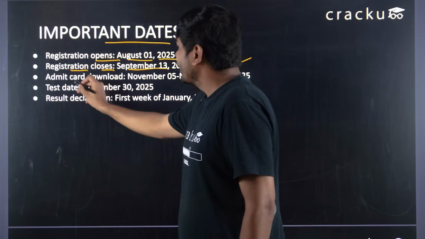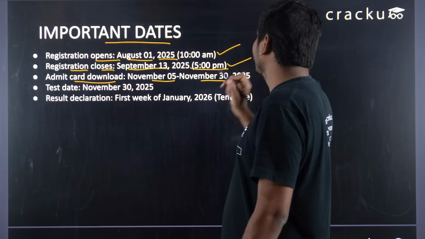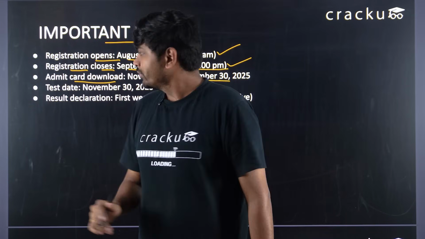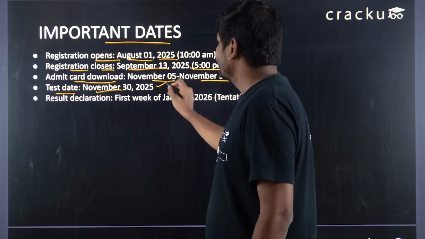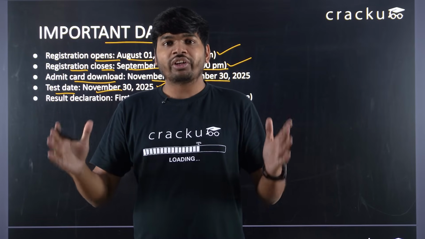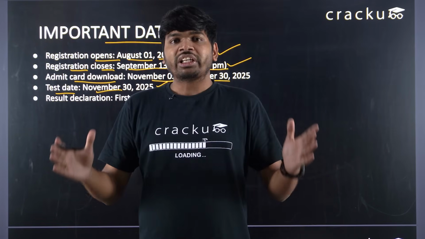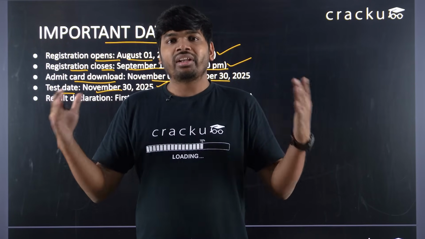Now the admit card will be available from 5th of November to 30th November. So the admit card will be live on 5th of November, and the test date is November 30, 2025, and result declaration will be in the first week of January 2026. That is a tentative date. Make sure that you fill the form beforehand so that you don't rush at the last moment.